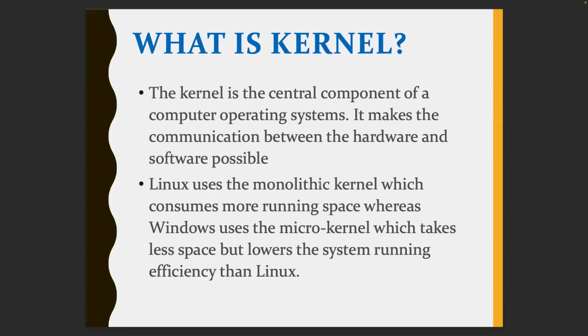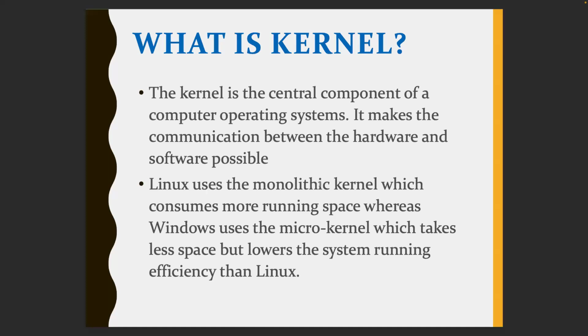When we say the operating system does all of that, the core component is the kernel. Kernel is the central component of the operating system, right? It makes the communication between the hardware and the software possible. Kernel is the core component which performs all these tasks. And when we say kernel, there are different types of kernels depending on the operating system, right?